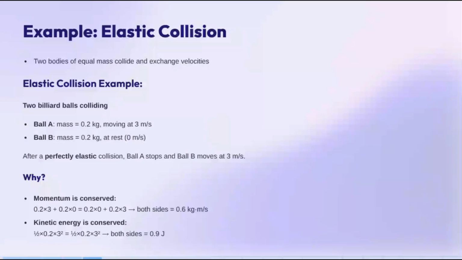They said two billiard balls collide, ball A and ball B. They have masses of 0.2 kilogram and 0.2 kilogram respectively. Ball A was moving at a speed of 3 meters per second at the beginning. Then ball B was at rest. Remember when I said when something is at rest, it means it does not have any speed at all, it does not have any velocity. So ball B was at rest, so its speed was 0. After the collision, ball A stops and ball B moves.